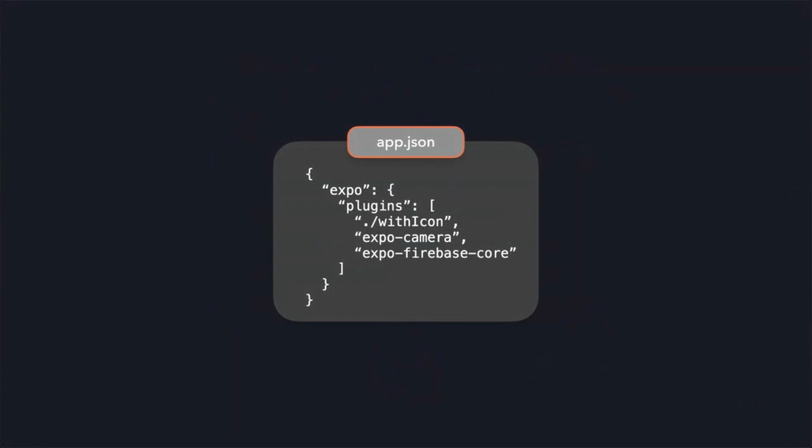Now, you can resolve from relative file paths, or you can resolve from modules which export a config plugin that is used to customize the functionality of your app for that library. So for instance, Expo Camera will customize your app to work with the camera native module.